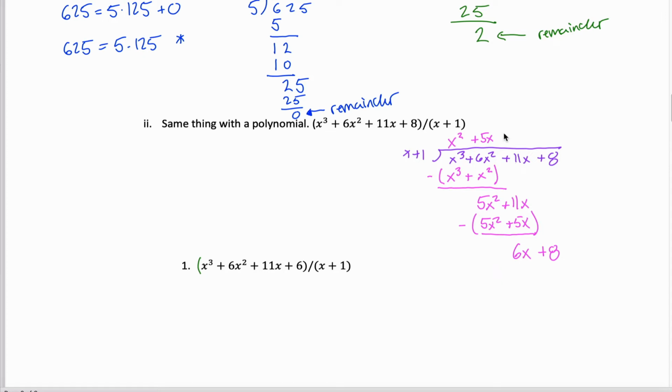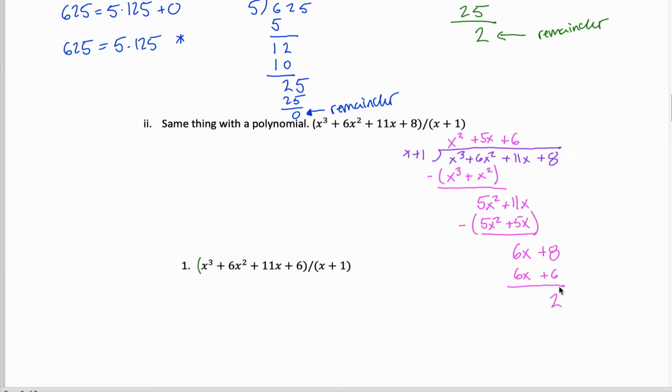I ask myself the question, what do I got to write up here so that when I multiply it by x plus 1, I get a 6x down here? Well, the answer would be 6, because 6 times x leaves me with 6x. The 6 times the 1 leaves me with 6, and I subtract. The 6x's go away. 8 minus 6 leaves me with 2, and I'm done.